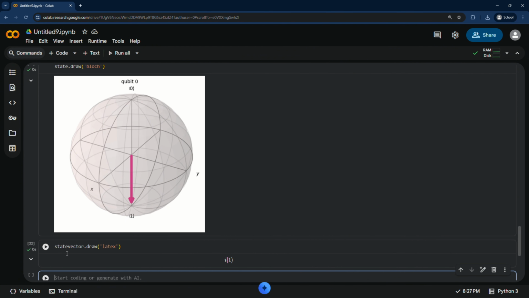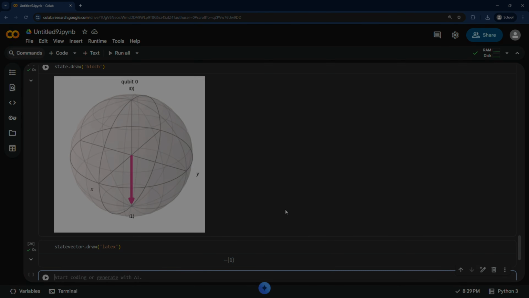Check the latex output, you should see a negative state 1. Visually, this still looks like state 1 on the Bloch sphere, but mathematically, the phase is different. Now, let's summarize everything we observed. The Pauli X gate performs a rotation about the x-axis, the Pauli Z gate performs a rotation about the z-axis, and the Pauli Y gate performs a rotation about the y-axis. At every step, the Bloch sphere shows geometry and the latex output shows exact mathematics. Remember that quantum computation is geometry guided by linear algebra.